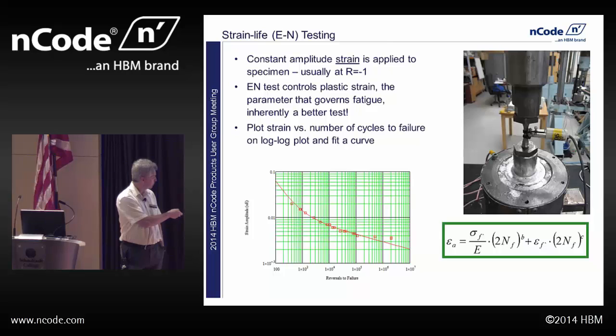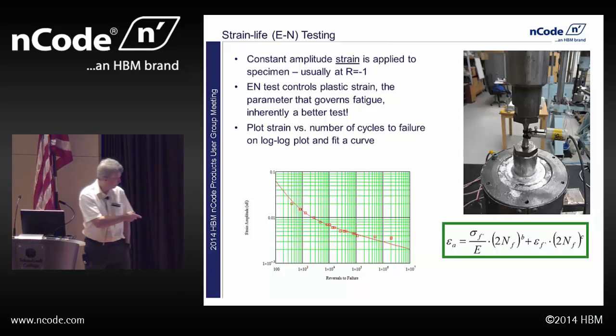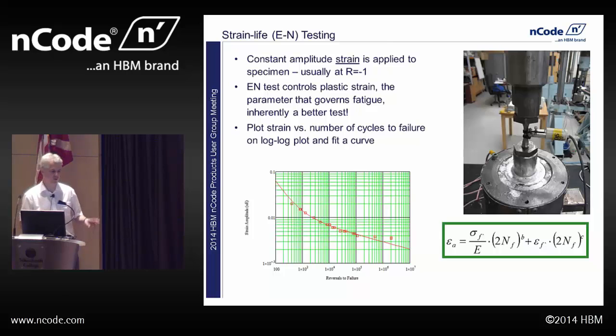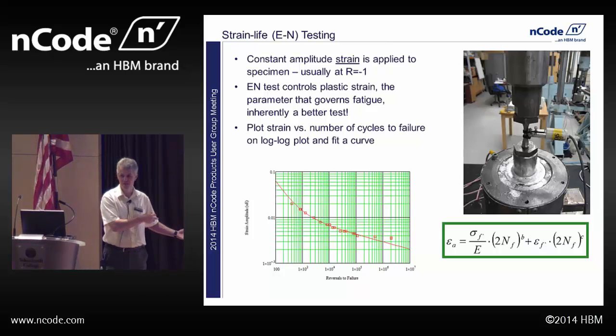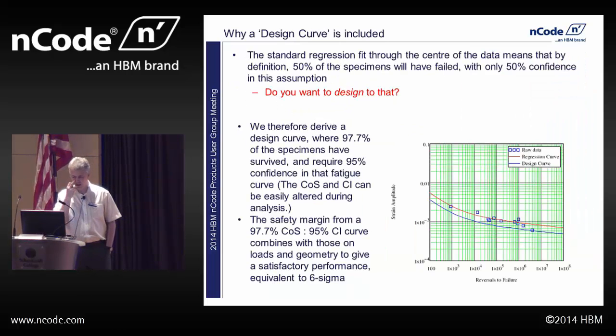There again, simply plotting log strain against cycles to failure. And in this case, reversals to failure. A slight difference between S-N and E-N: for E-N, all the theory was postulated in reversals, so it's all in reversals, whereas S-N is generally all in cycles. So that gives you the base curve.